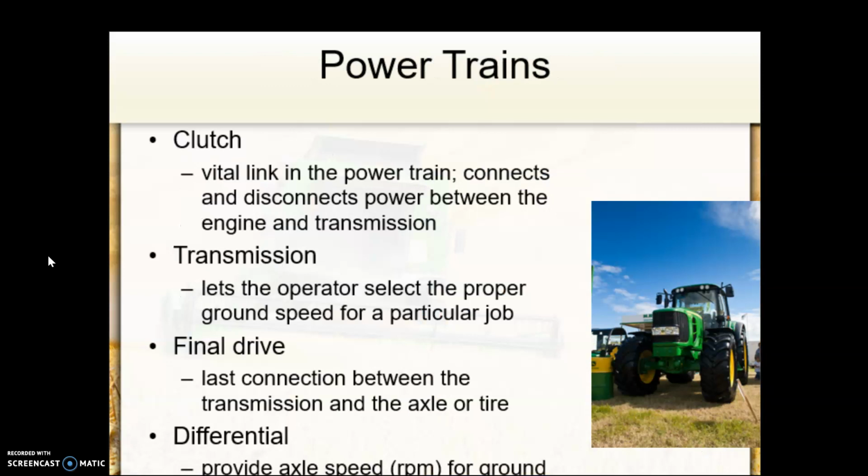The clutch is the vital link in the powertrain. It's what connects and disconnects power between the engine and the transmission. The clutch is what allows you to harness and control the power generated by the engine. Without the clutch, as soon as we start the tractor up, it would take off, and the only way to stop that tractor would be to shut it off. We wouldn't be able to control when the tractor's moving, when it's not moving, or its speed. The clutch is the vital link in the chain.